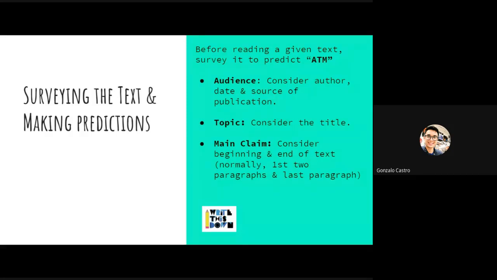To help you determine or predict the topic, consider the title. Oftentimes, you might be able to figure out the topic simply by looking at the title. Lastly, to help you predict the main claim, consider the beginning and the end of the text. That's normally the first two paragraphs and the very last paragraph. A lot of articles and speeches are structured very similarly to an essay in that the main claim is somewhere at the beginning of the text and the main ideas are usually restated at the end.